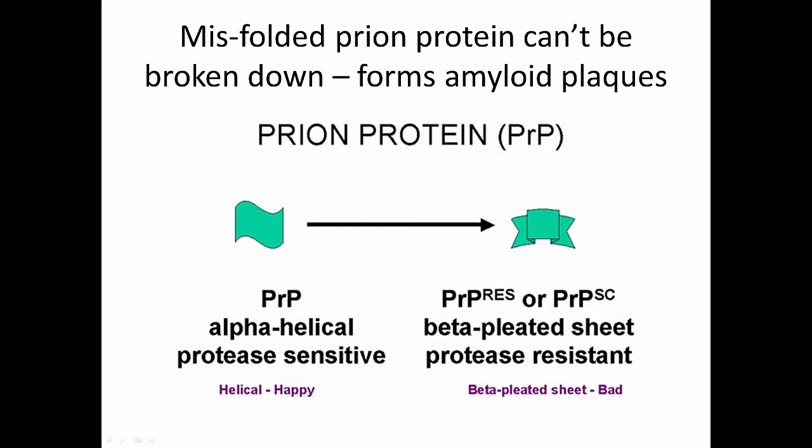The misfolded protein can't be broken down and forms amyloid plaques. The normal prion protein has an alpha helical configuration and is protease sensitive. The abnormal prion protein forms a beta pleated sheet and is protease resistant.